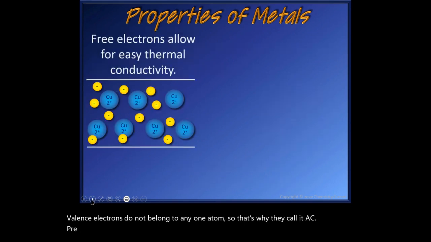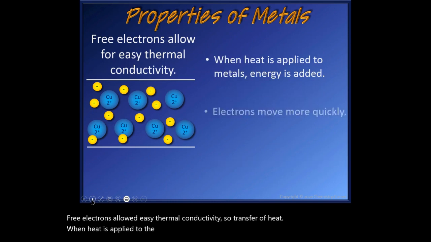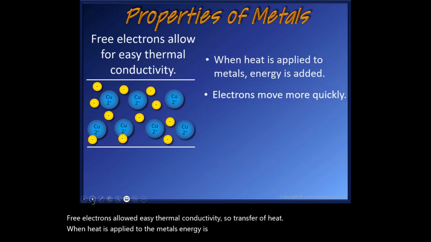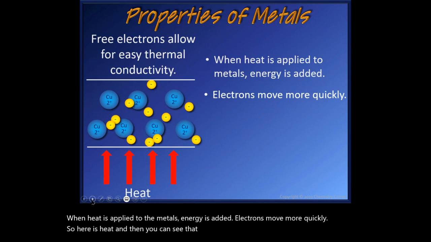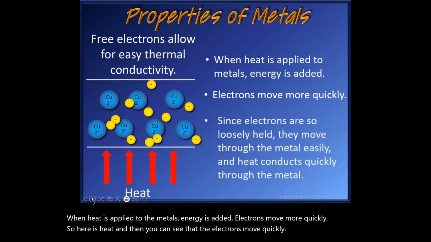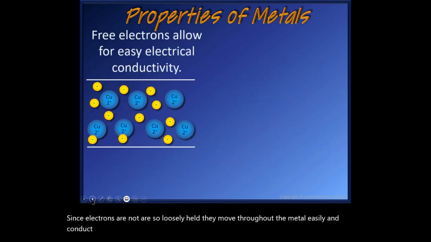Free electrons allow easy thermal conductivity, so transfer of heat. When heat is applied to the metals, energy is added. Electrons move more quickly. So here's heat, and then you can see that the electrons move quickly. Since electrons are so loosely held, they move throughout the metal easily and conduct heat quickly.